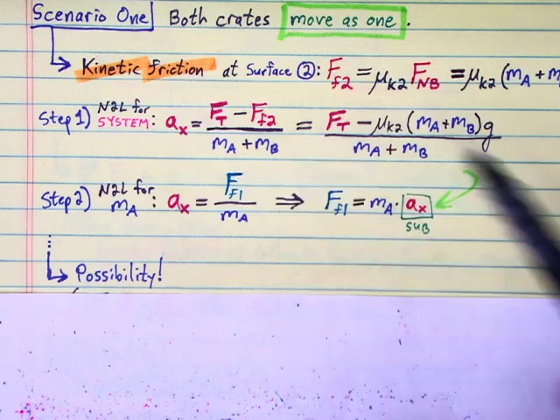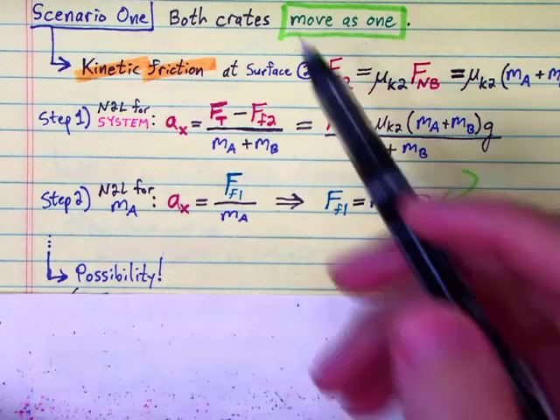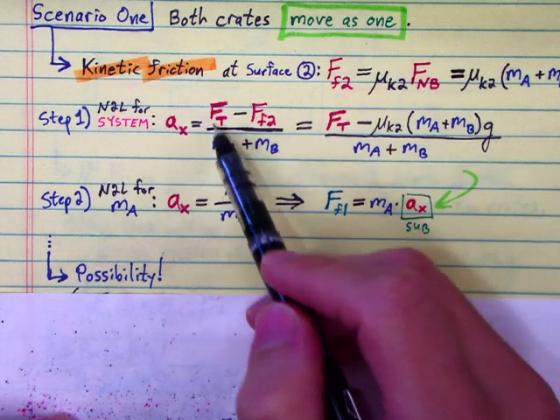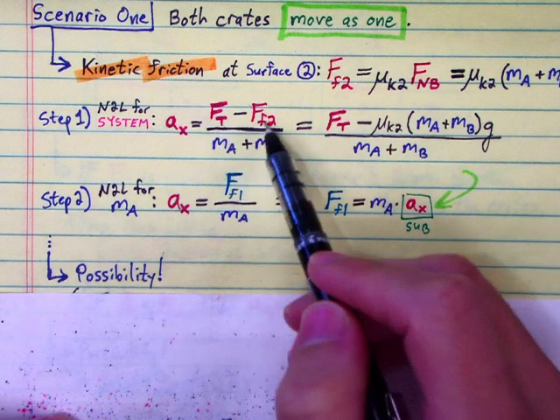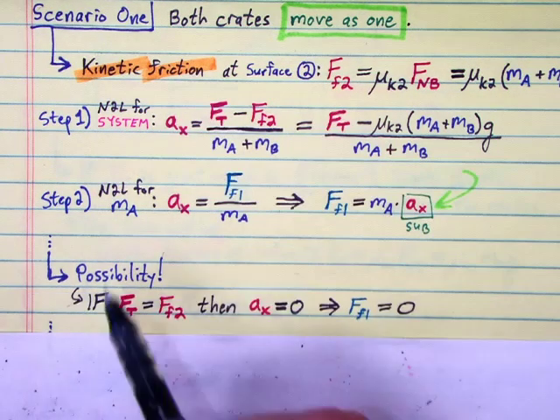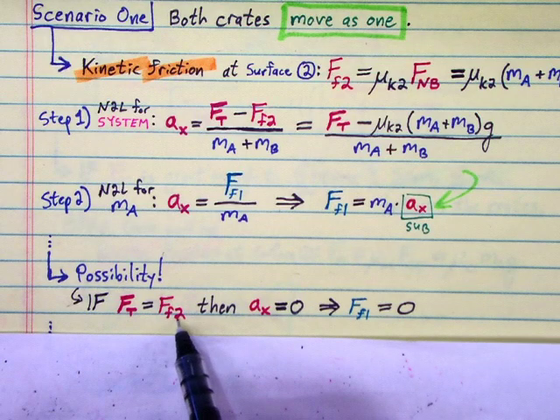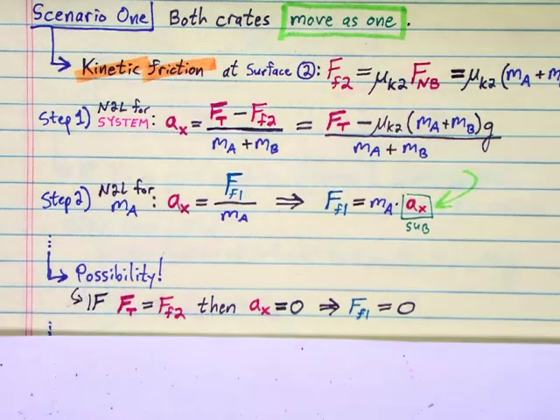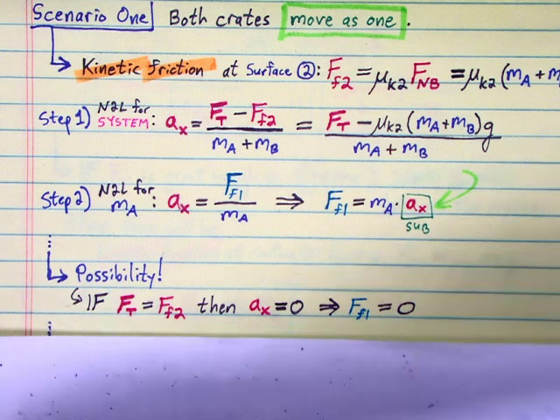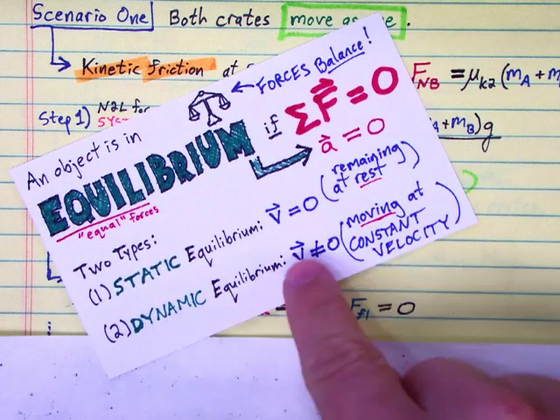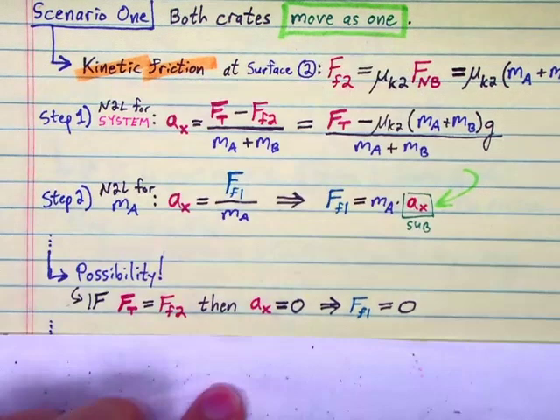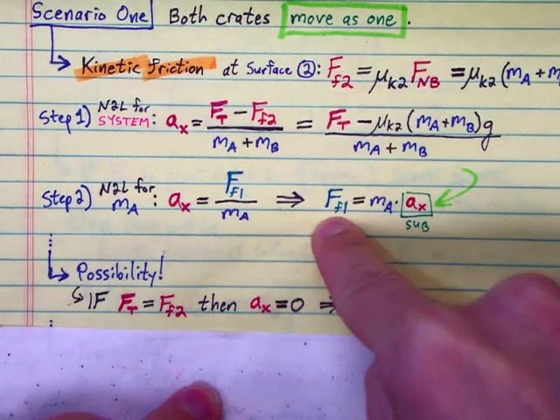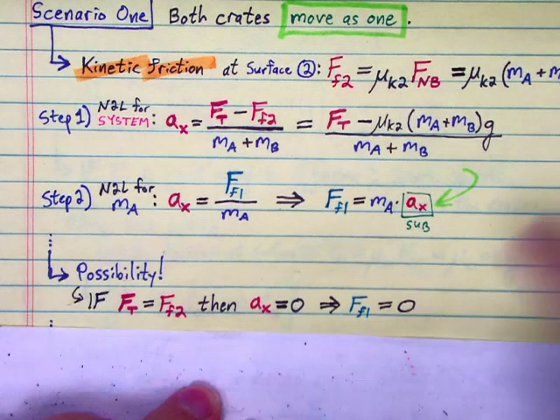If the gator gets the crates moving and then sort of lets the tension decrease a bit in the rope, this tension could drop such that it matches FF2 and these cancel. So there's a possibility that tension is equal to that force of kinetic friction with the ground, in which case the acceleration would disappear and we would be under equilibrium conditions here, in particular a dynamic equilibrium. And if the crates are not accelerating, then that force of static friction between the two crates would also disappear.